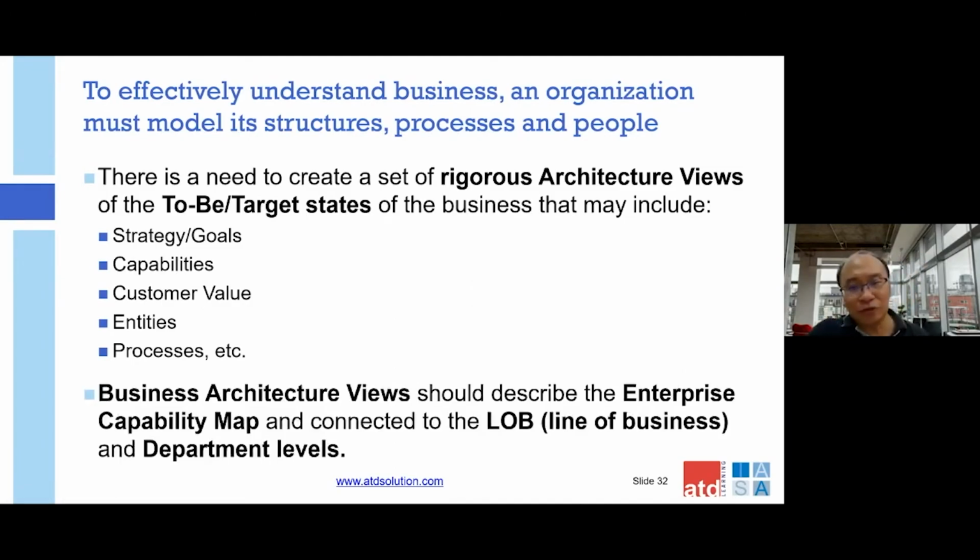So the business architecture view should describe the entire enterprise capability map and connect it to the line of business and departmental level. This is very, very important because when we propose a transformation initiative, we want to know which departments, which lines of business, which capabilities, which roles, which processes, which functions are impacted. That is what we need to know. We do not want to execute the project and suddenly receive many complaints from other departments. So we can adopt a particular technology, like a digital enterprise architecture repository, to help us navigate all this impact analysis for decision making.